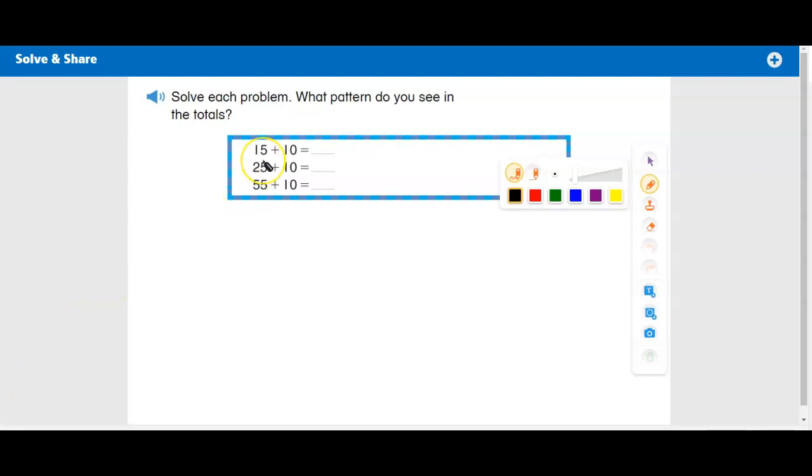the columns are now decreasing by 10. So if I go to 15 and I want to add 10 more, I just move one spot down my chart. 15 plus 10 is 25. Now I have to solve 25 plus 10. I can do the same thing. I can look at 25 on my chart and move down the column. 25 plus 10 is 35.